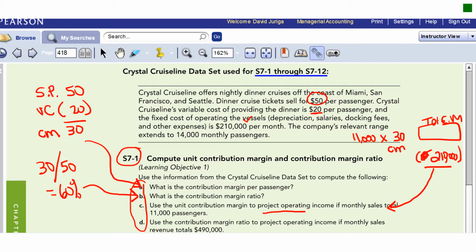And then it's the same thing. It basically says use the ratio to project income if monthly sales revenue is 490,000. So again, what you'll do is you'll take this 490, you'll multiply that by the 60%, which is your ratio. That'll give you your total contribution margin, and then you just subtract out your fixed cost, and that's how you'd get your answer for part D. And again, I'll show you this again on the next slide.